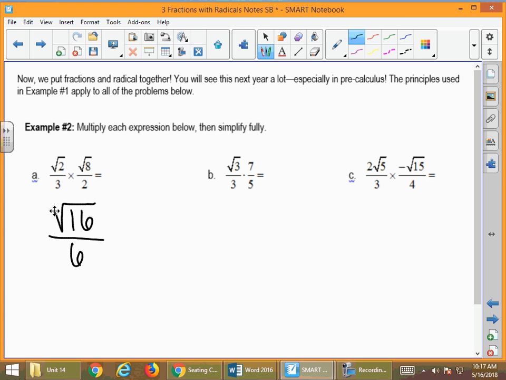Can we simplify the square root of 16? We can. It's 4 over 6. And lastly, we need to ask ourselves, do we have any number that goes into both 4 and 6? And it's going to be the 2. So we're going to divide by 2 here, divide by 2 there, and when we finish this problem, we end up with 2/3.